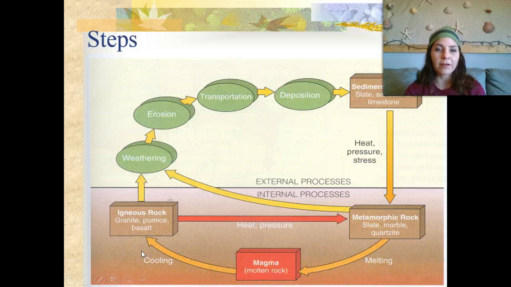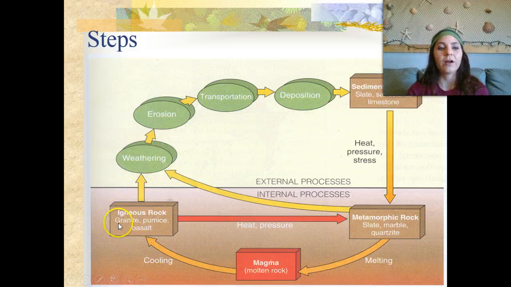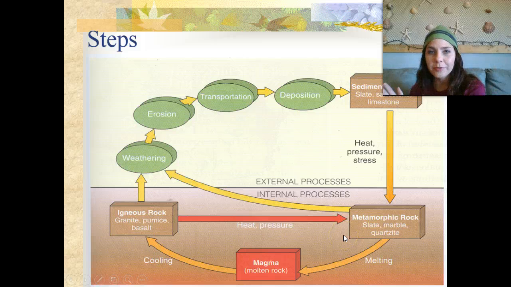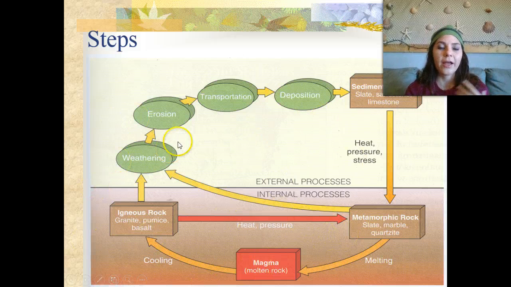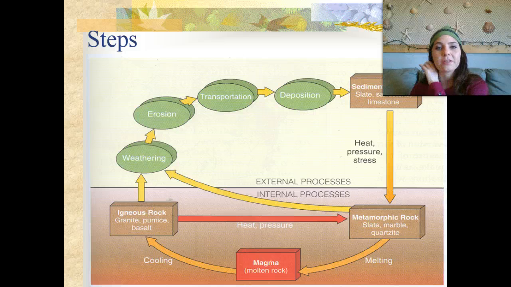Magma can cool off after it comes out of a volcano, typically as lava, forming igneous rocks such as granite, pumice, or basalt. These can undergo heat and pressure again, go straight back to metamorphic rocks. Or they can start the process of weathering, erosion, then they get transported and deposited, which forms layers, which can form sedimentary rocks.